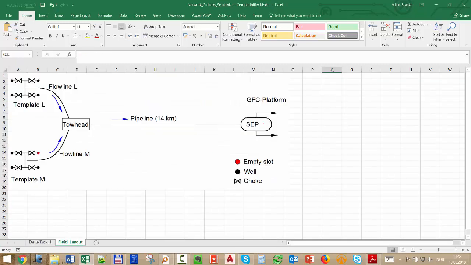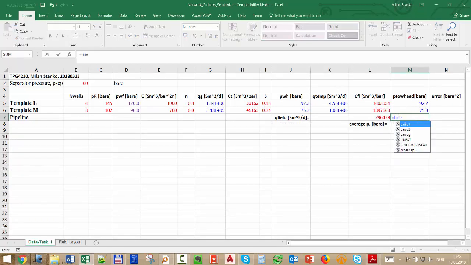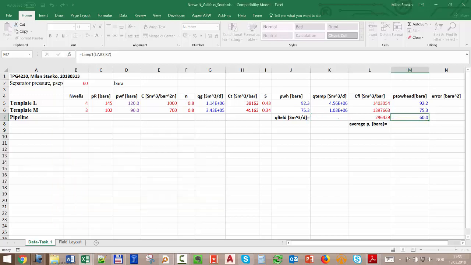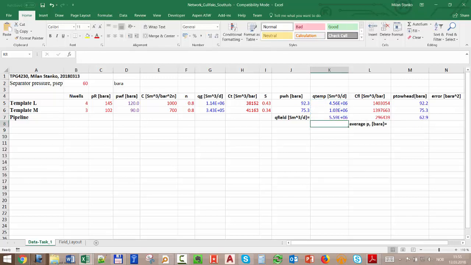Now I'm going to move from separator all the way to tau head. For that I say, which equation do I use? Line P1. C of the pipeline. P2 will be separator pressure, the rate. I didn't calculate, but it's the sum of these two. So I'm going to calculate here. So I will put it there. I will say this is the sum of these two. Okay, they are not the same.